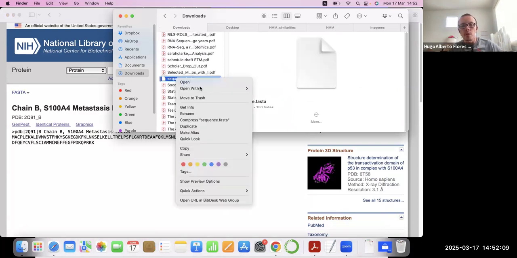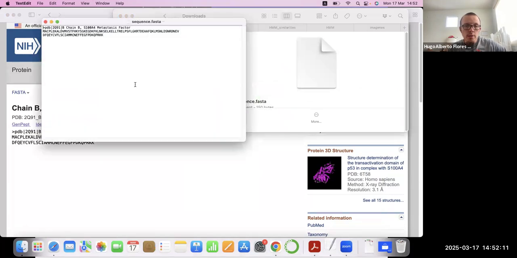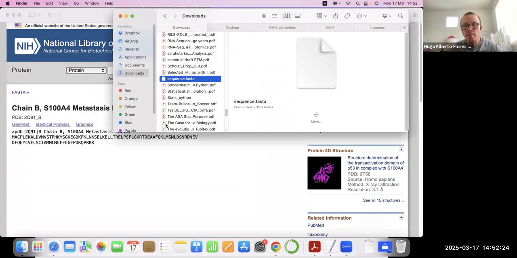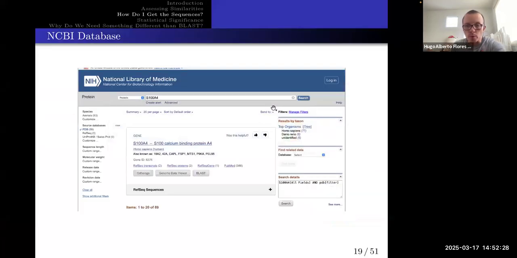There it is. When I open it, I can see this is the information I have: the sequence. I have my sequence of amino acids associated with this S184, which is a metastasis factor. That is the information I was looking for. Okay. Questions about that?